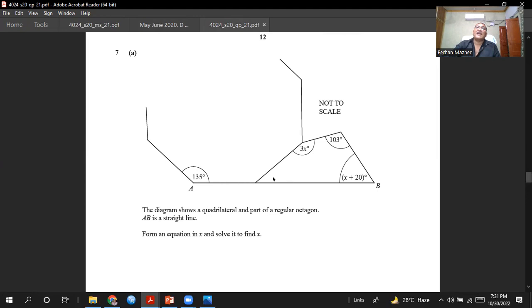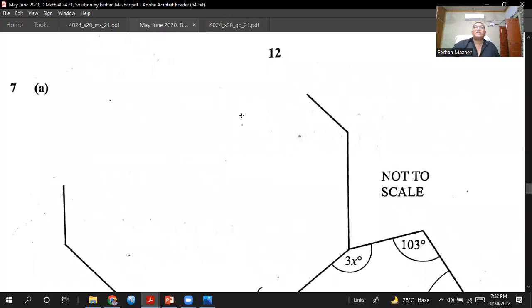Let me call this angle alpha. So alpha plus 135, because it's a straight line, and alpha and 135 are adjacent angles on a straight line, so their sum will be 180. So alpha plus 135 equals 180. From there, I can find the value of alpha. Once I know alpha, then alpha plus 3x plus 103 plus x plus 20 will equal 360, because it's a quadrilateral, a four-sided figure, and the sum of its internal angles is always 360. So let me show you how I have done this.